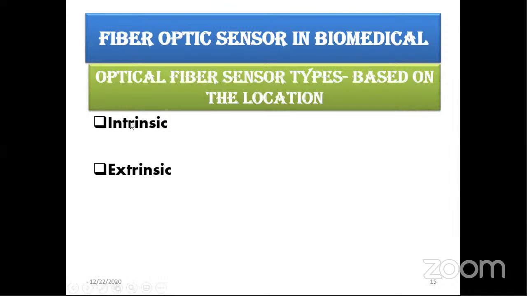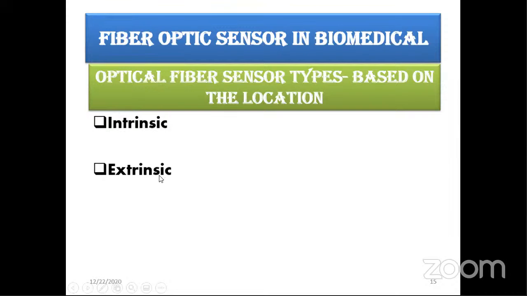Actually, in the intrinsic sensor, the sensors are embedded inside the fiber, or it will be the part of the fiber. Here we are having the source and the detector. In between, fiber optic cable will be placed. So in the case of intrinsic fiber sensors, the sensors are embedded inside the cable, or it will be the part of the cable. That is the intrinsic sensors. In this type of sensor, sensing takes place within the fiber itself.